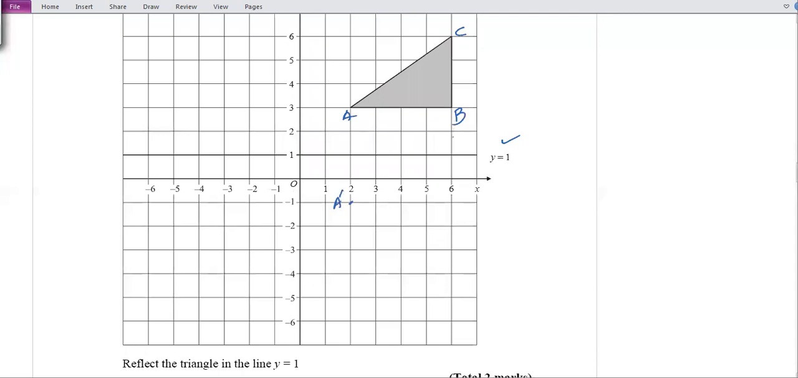This is how many steps? 1, 2, 1, 2. So this is B dash. This is how many steps? 1, 2, 3, 4, 5. So 1, 2, 3, 4, 5. This is 5 steps. So C dash, and you can join them. That will give you your new triangle after reflection.